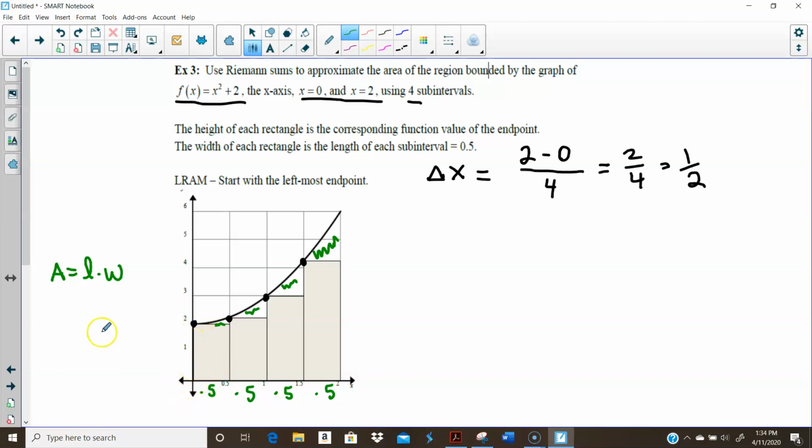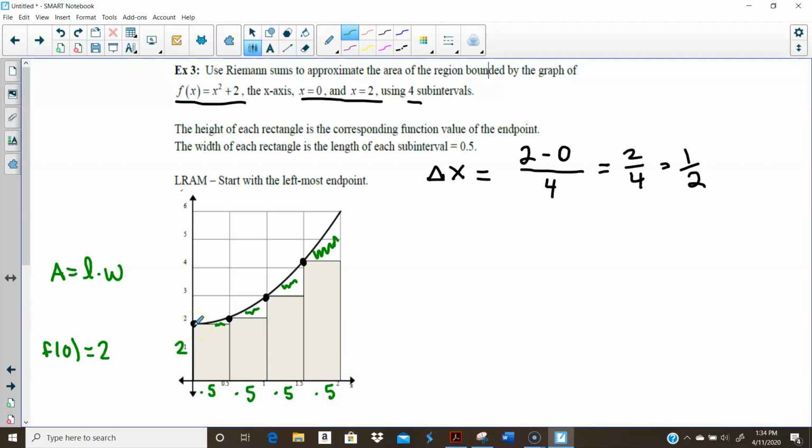So what would f of x be? Basically, if I find f of 0, meaning I plug 0 into the function, what do I get out? So if you come up here to the function, 0 squared is 0 plus 2 equals 2. So the height of that rectangle is 2. And you can easily see it on the graph. From here to here is 2.